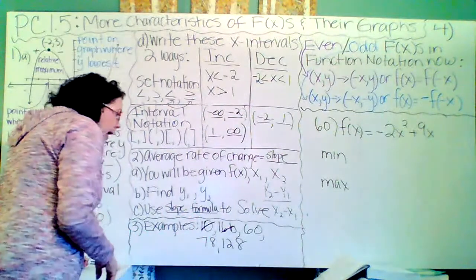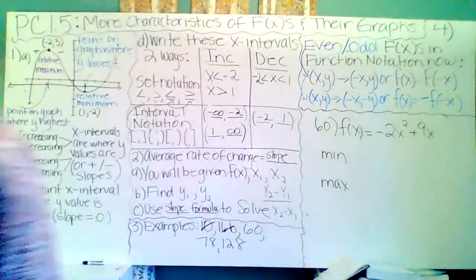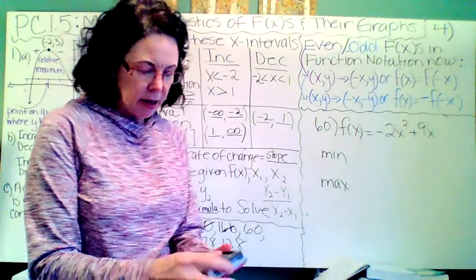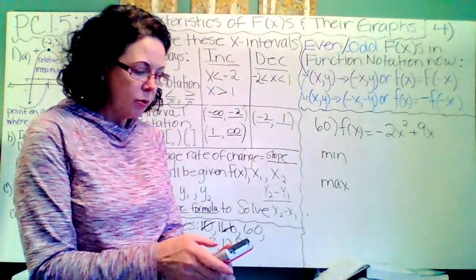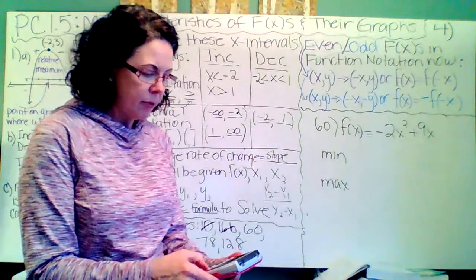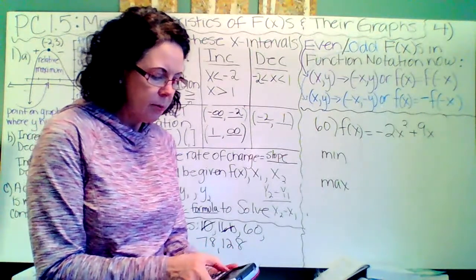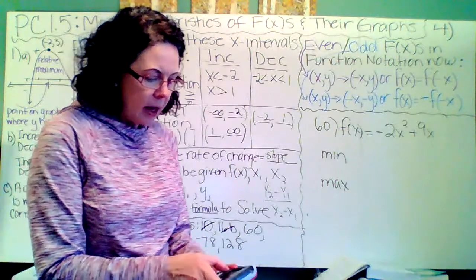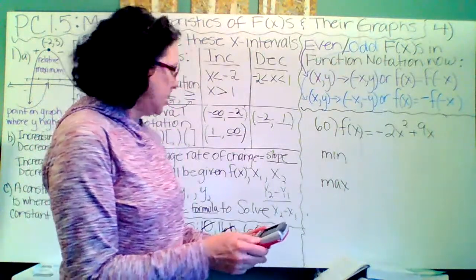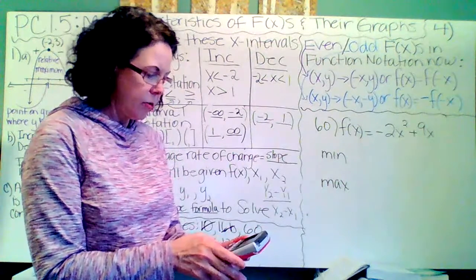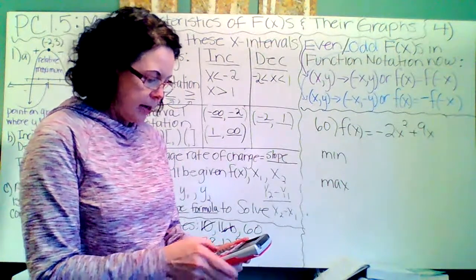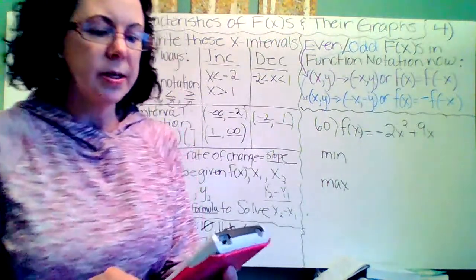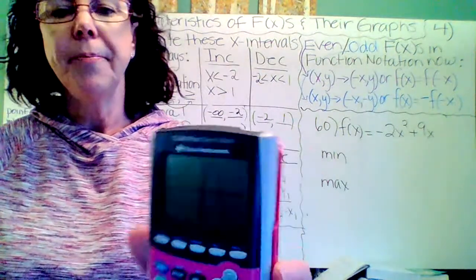Okay, so I'm going to go ahead and graph. I forgot my calculator. So I'm going to clear out my stat plots and my y equals because I was doing a lot with it. So we always clear before we begin. Okay, there we go. I'm going to put in negative 2x squared plus 9x. I'm going to do a zoom 6, standard window, zoom 6. There it goes.